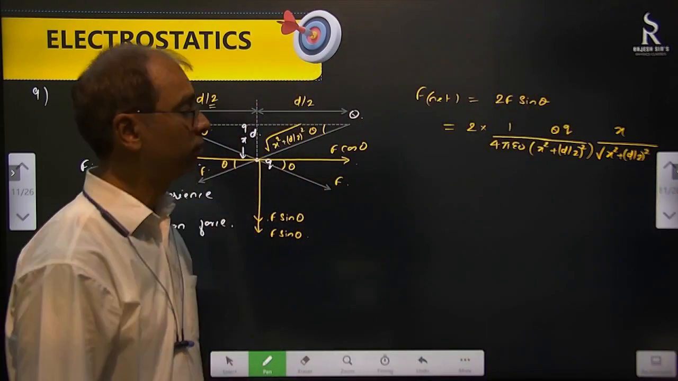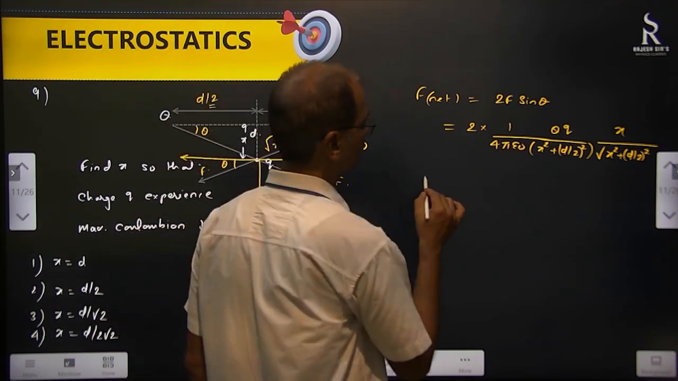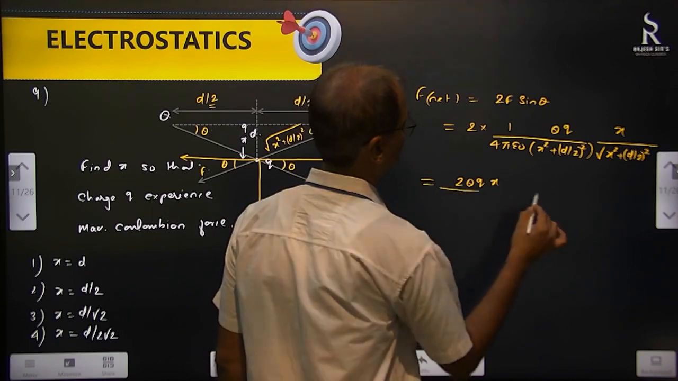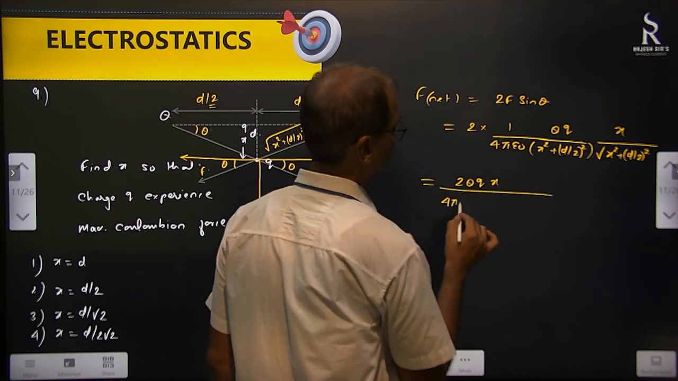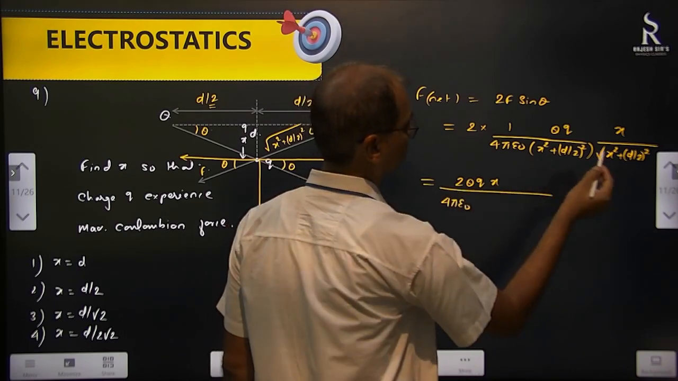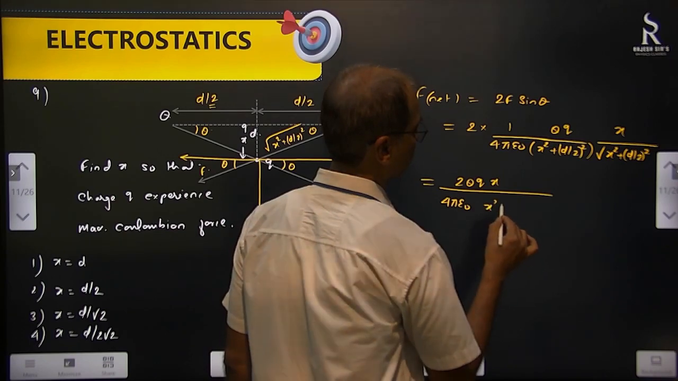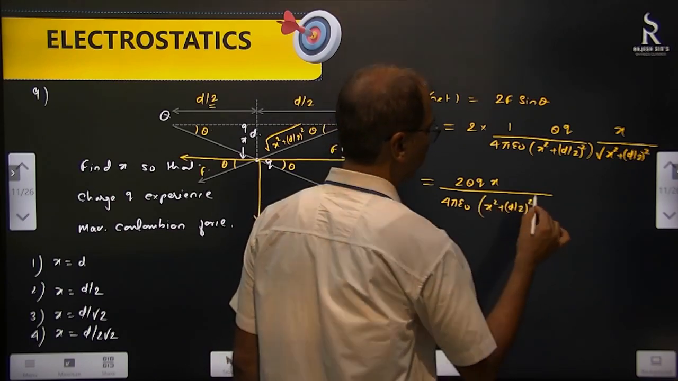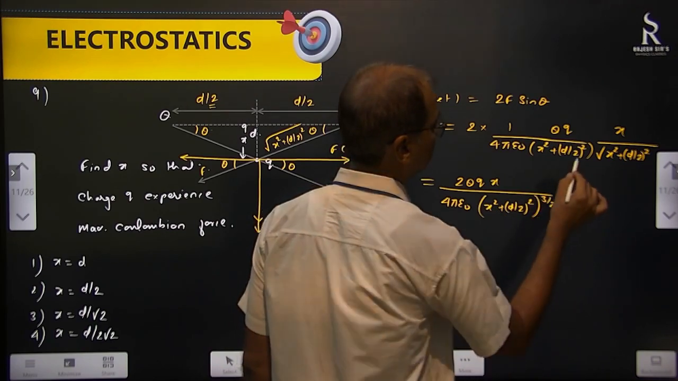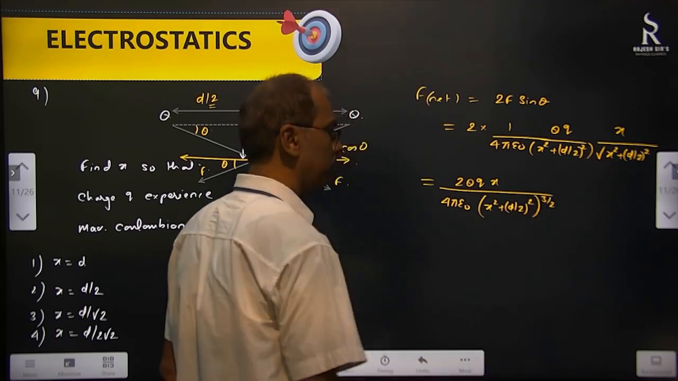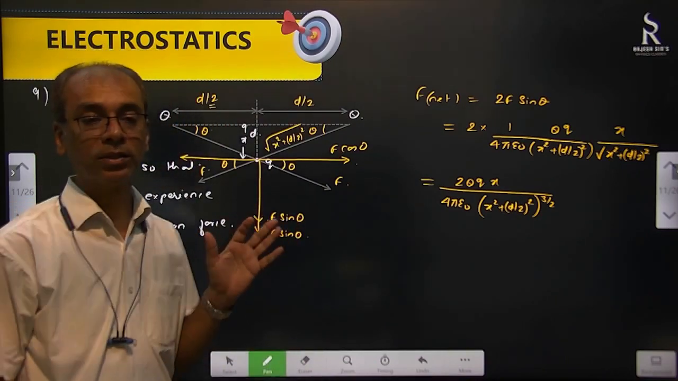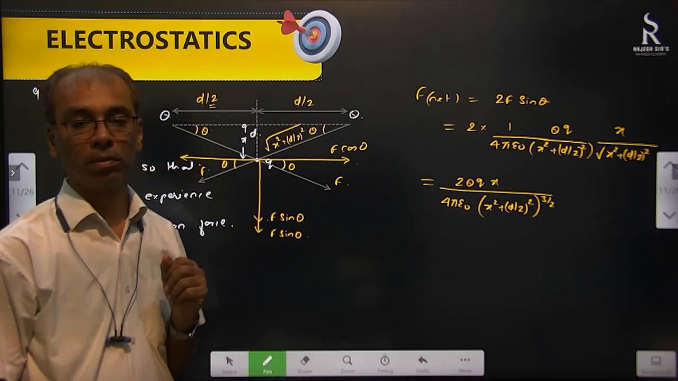Correct. What is the net force now? Check. Write together. 2qx by 4 pi epsilon naught. Now take them together. What will be there? x square plus d by 2 whole square to the power 3 by 2. This is power 1, this is power half, becomes 3 by 2. Now he is asking what is the x value so that this force can be maximum.